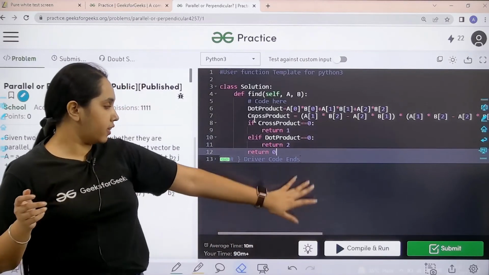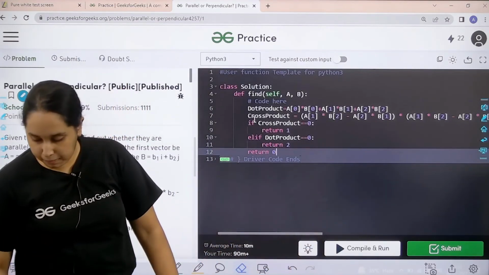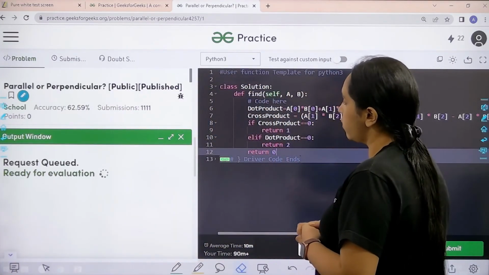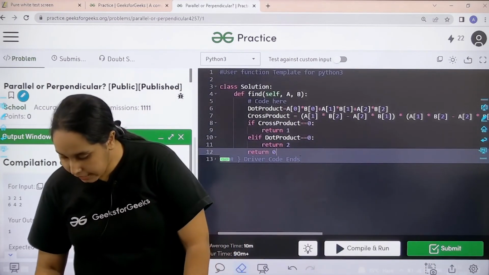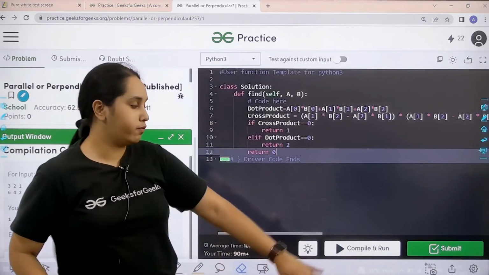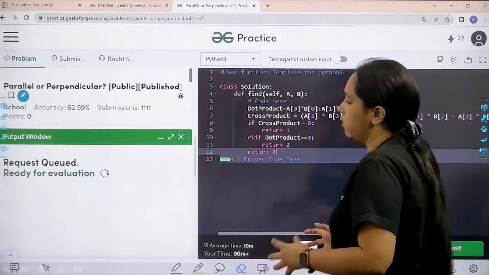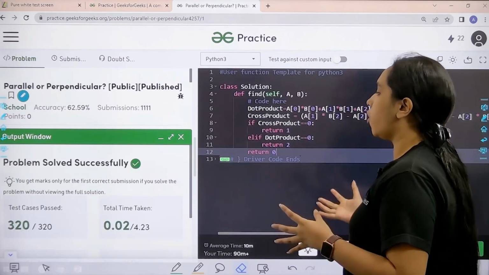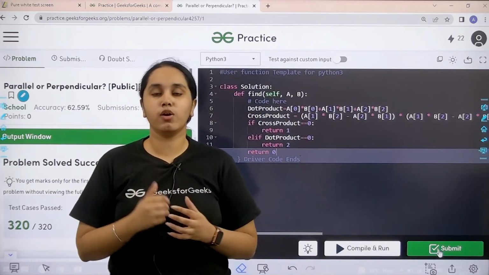Now I have written the code and I need to check if it is correct or not. So I will click on compile and run. Let's wait. Compilation is completed, and my output is matching with the expected output. So now I will submit the problem. Let's wait. The problem is solved successfully, and this is how you solve the practice problem parallel or perpendicular.